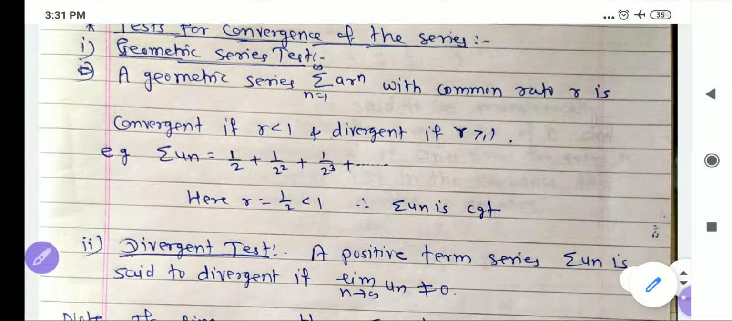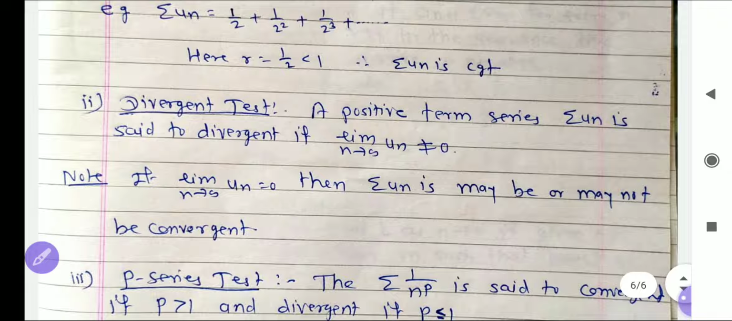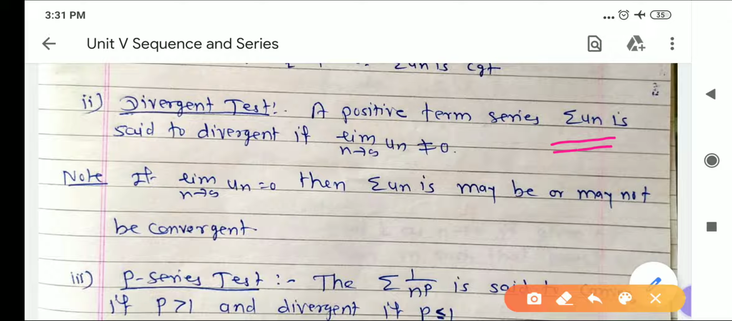Next one is the divergence test. The divergence test is also important for solving problems. A positive term series un is said to be divergent if the limit as n tends to infinity of un is not equal to 0.